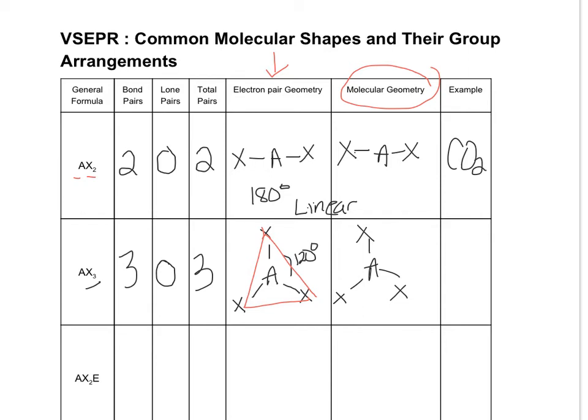So these are trigonal planar because they are actually in the plane of your page. They are flat. And a good example of this is any binary compound with boron, like BF3.